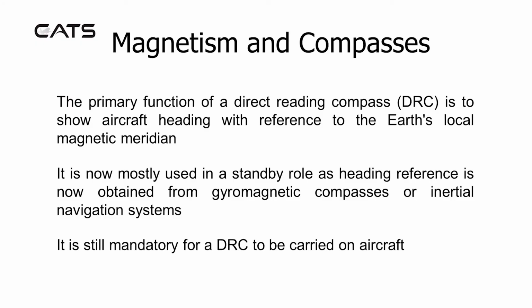Magnetism and Compasses. The primary function of a direct reading compass is to show aircraft heading with reference to the Earth's local magnetic meridian. It is now mostly used in a standby role, as a heading reference is now obtained from gyromagnetic compasses or inertial navigation systems, or even GPS. It's still mandatory for a direct reading compass to be carried on board an aircraft.